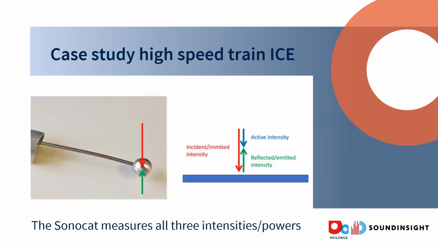Just let me explain how that works. So we measure the incident intensity, but we also measure the reflected intensity, yielding an active intensity which may be positive if the sample is an absorber. However, if the reflected intensity is larger than the incident intensity, meaning that the active intensity becomes negative, this means emission from the window, in this case, to the train.